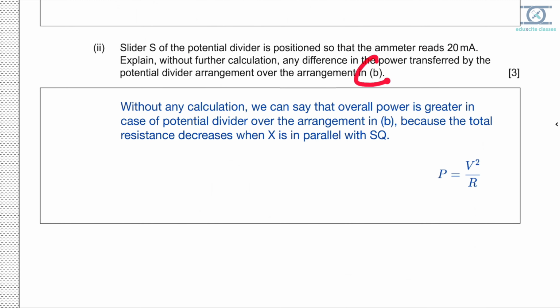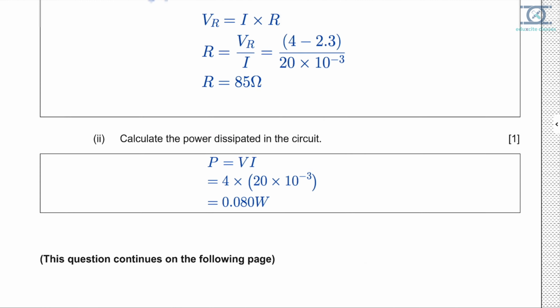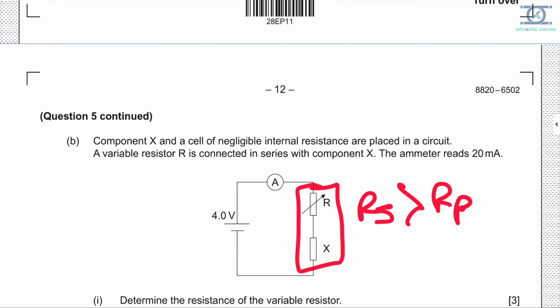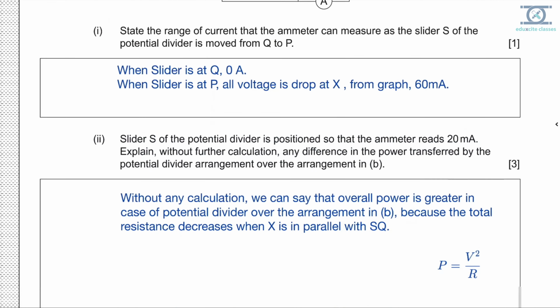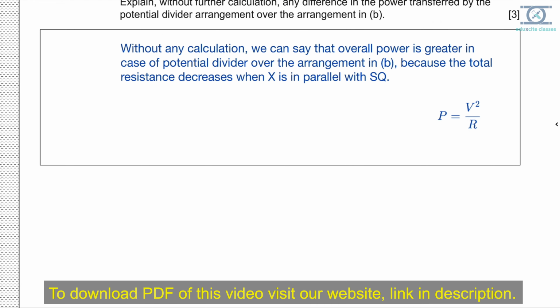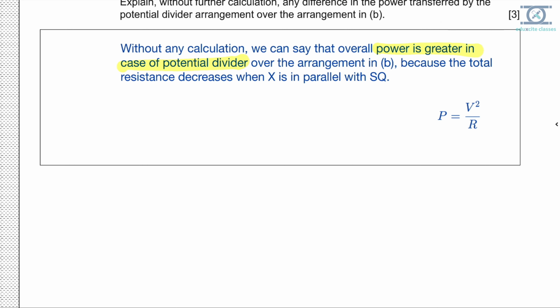As you see in the arrangement in B, these are connected in series. So the resistance in series will be greater than the resistance in a parallel combination. We know that power is equal to V squared by R. So when we have connected it in the potential divider, that is the parallel circuit, the power will be maximum. That is why I have written the power is greater in the case of the potential divider, because it is a parallel combination.